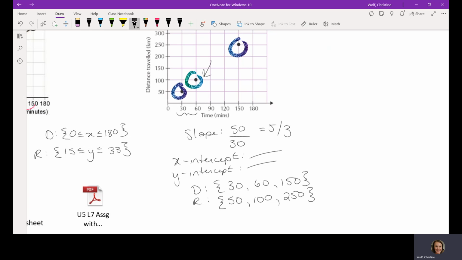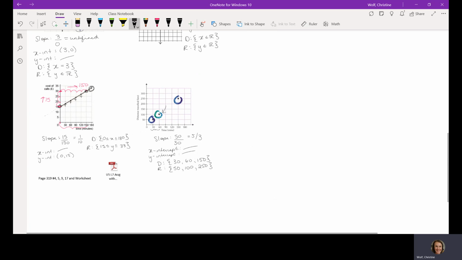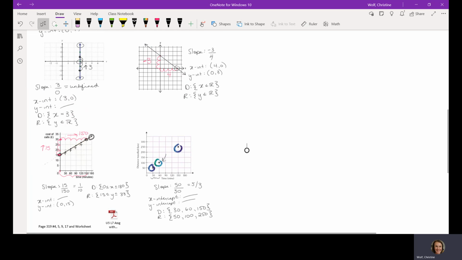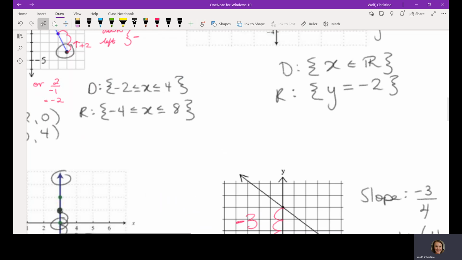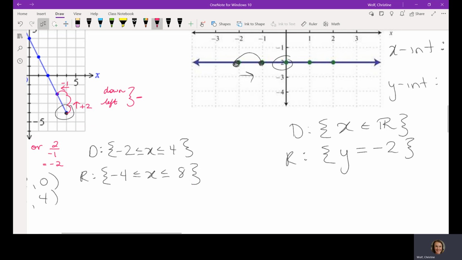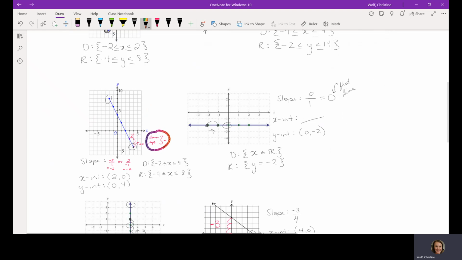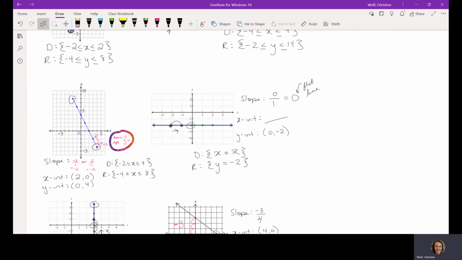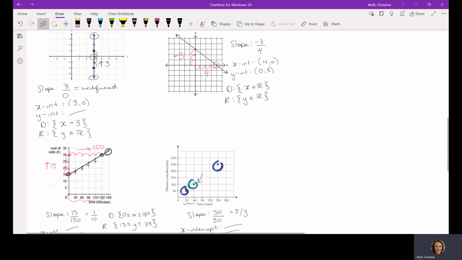Okay, that was a bit of a long lesson, but hopefully it helped you with domain and range a little bit if you were struggling with it from yesterday. And then simply enough, slope is rise over run. Remember this tidbit right here. If you're doing rise over run, going down or going to the left means you throw a negative in front. And then x-intercept and y-intercept simply are where the graph crosses those axes.